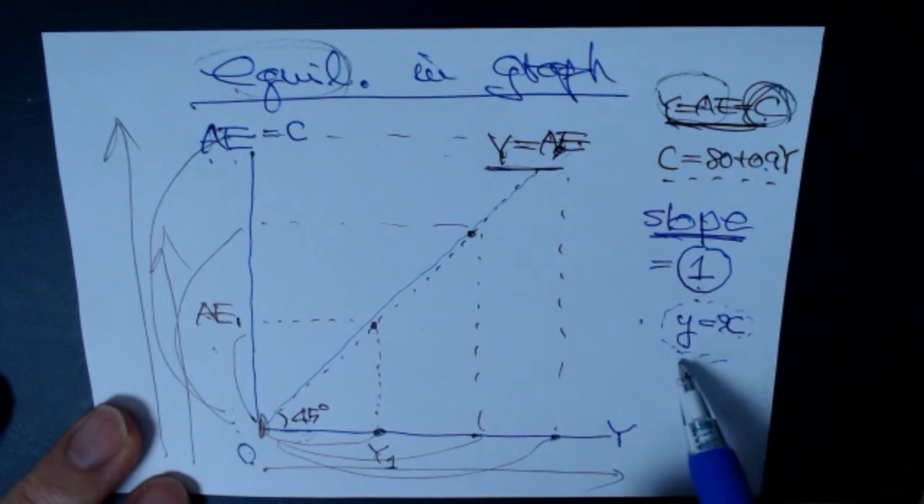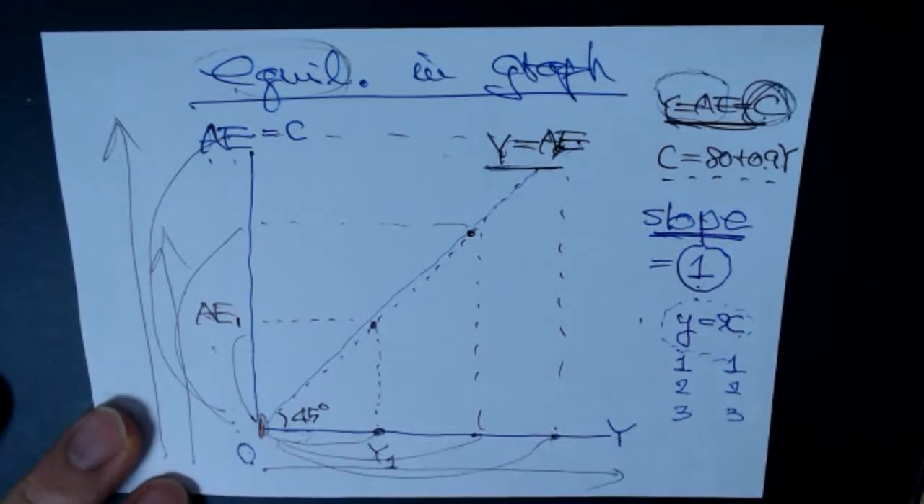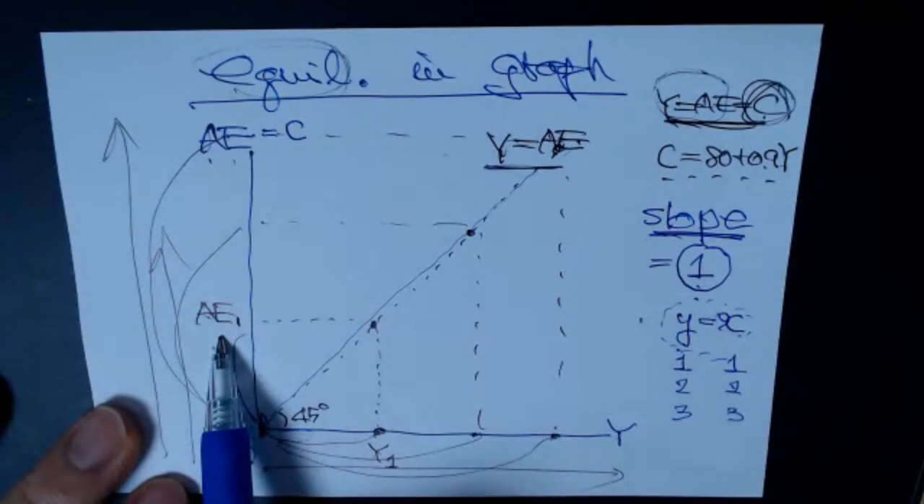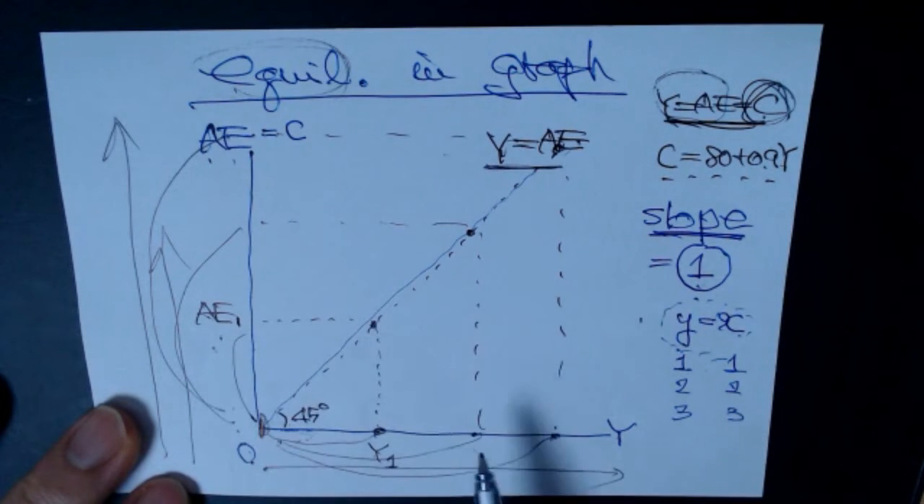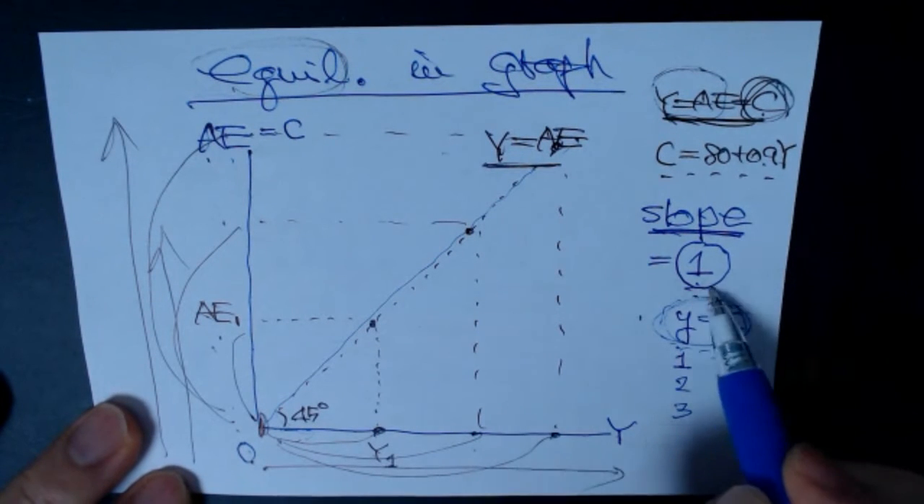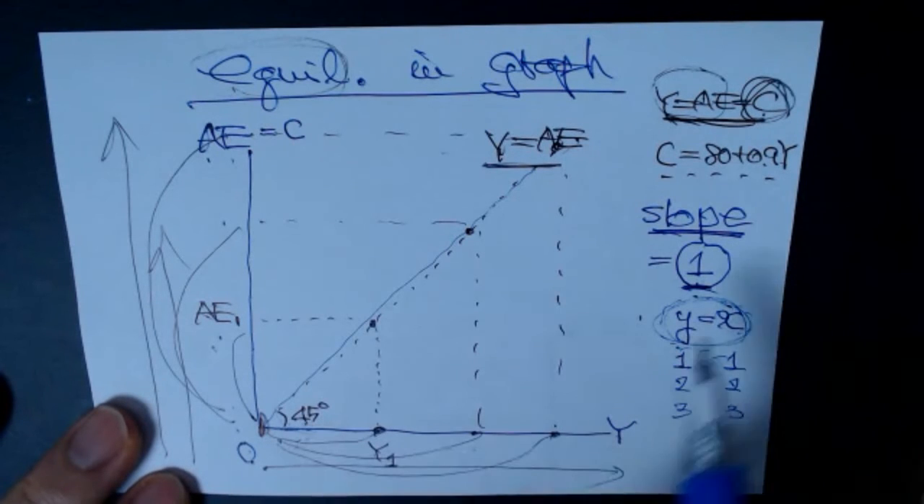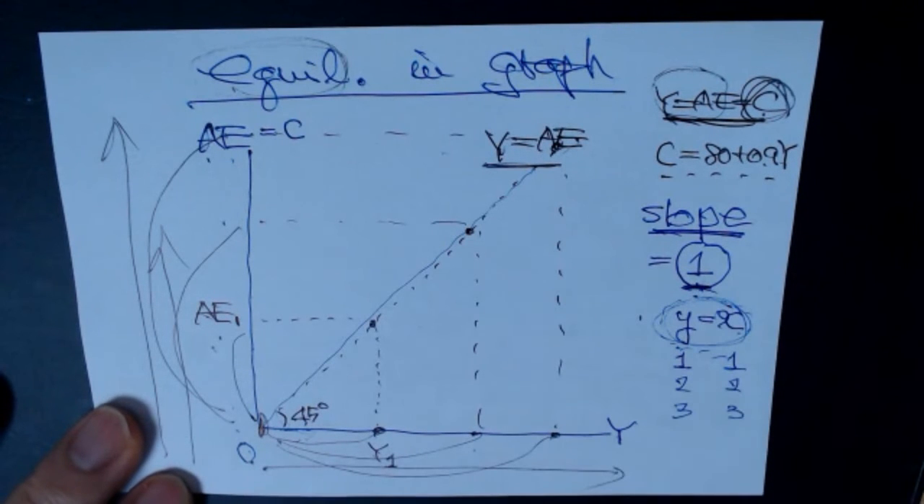So when Y equal to 1, X should be 1; Y2, X2; Y3, X3, same. Y1, AE1, same. Y2, AE2, same. Y3, AE3, same, right? Exactly the same way. So the slope is 1. So remember that the 45-degree slope is 1. Okay.